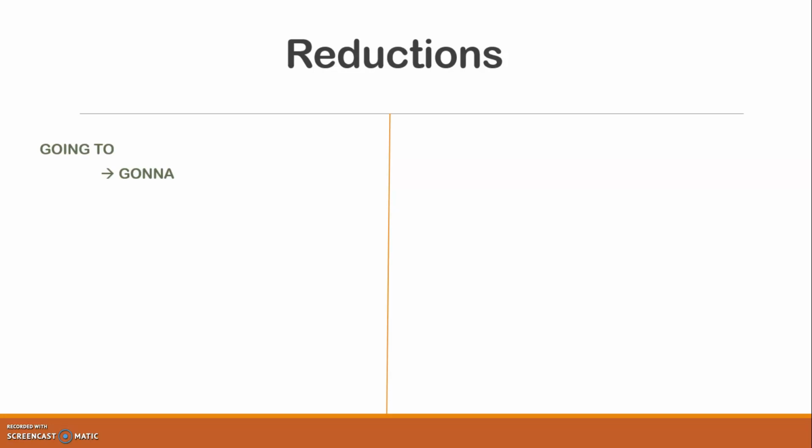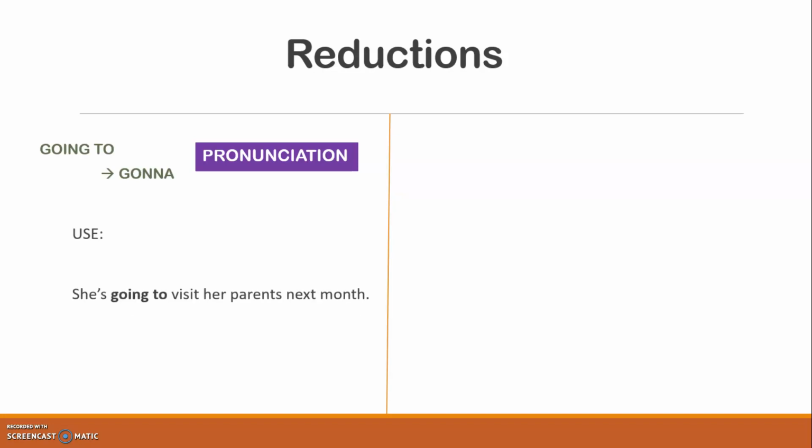Going to is going to be reduced to gonna. Let's pronounce it. Gonna. How do we use it? Let's say we have, she's going to visit her parents next month. The reduction is going to be, she's gonna visit her parents next month.